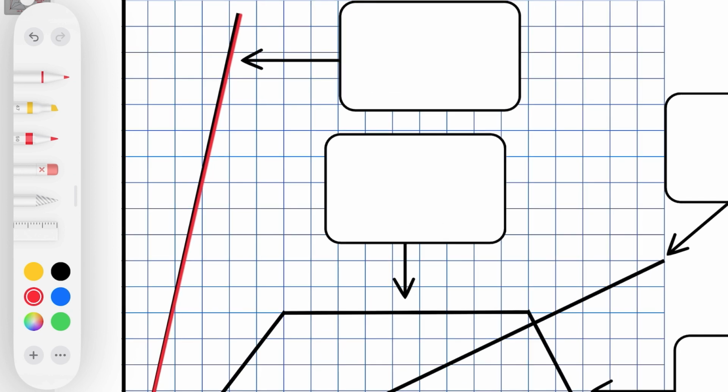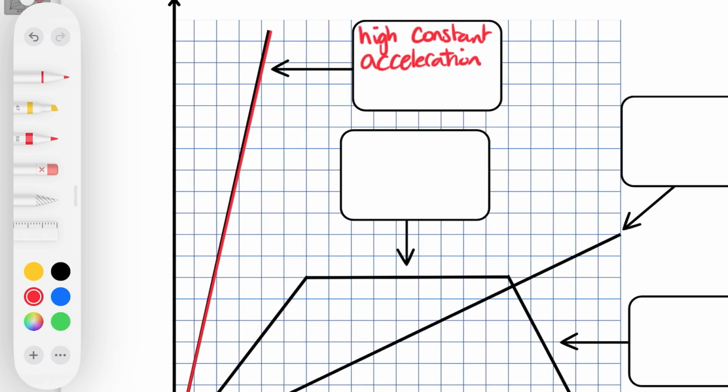So we can say a high constant acceleration, and it's traveling positively, it's going up. Now this graph only shows positive, but we can assume this is positive, so it's away from origin. Which means overall this is a high constant acceleration away from our start point, which is that 0 down at the bottom.